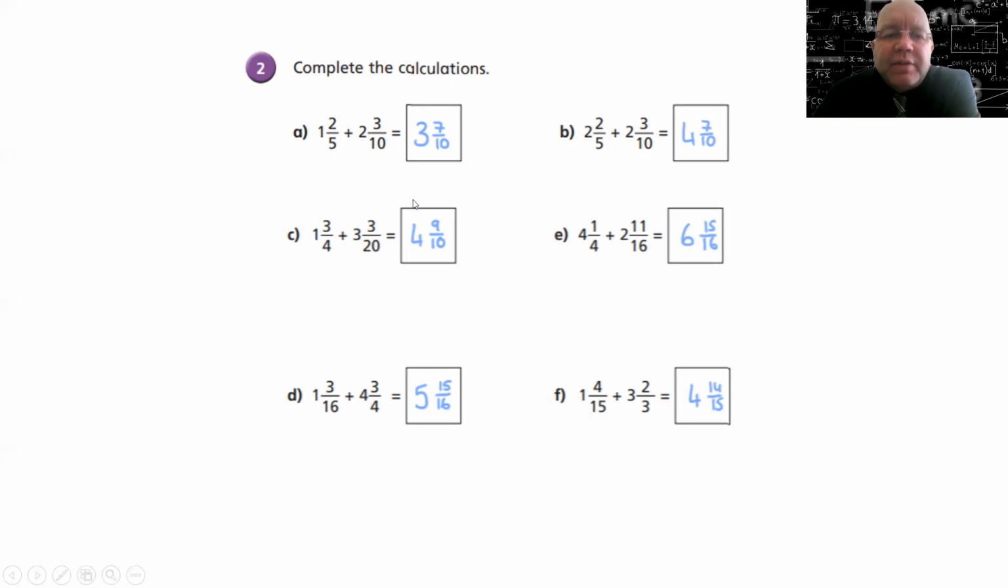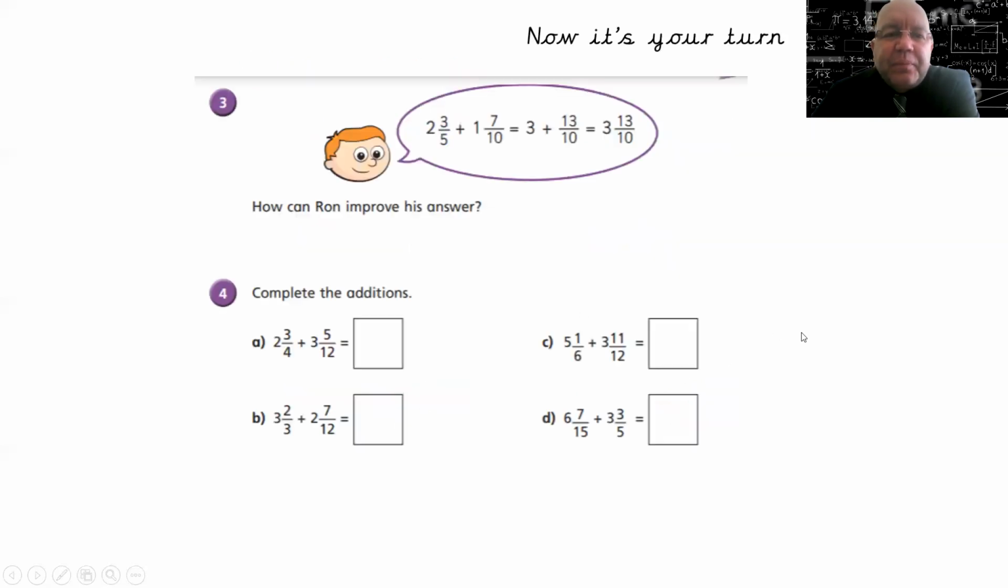So A, 3 and 7/10. B, 4 and 7/10. C, 4 and 9/10. D is 5 and 15/16. E is 6 and 15/16. And F is 4 and 14/15. Sorry, that's a bit jumbled, but I'm sure you can find all the answers you need. Right, a couple more for you.